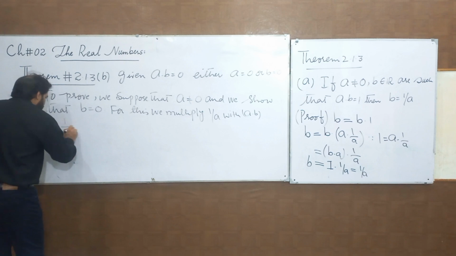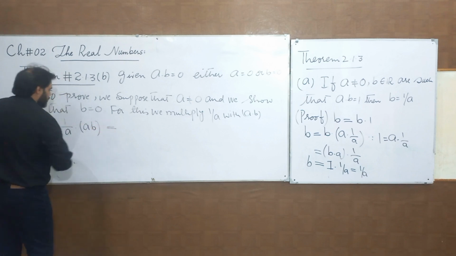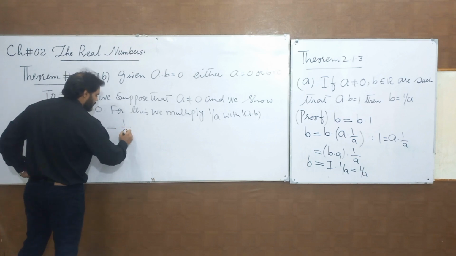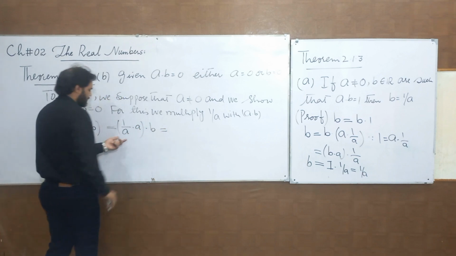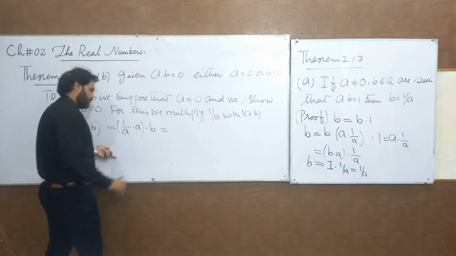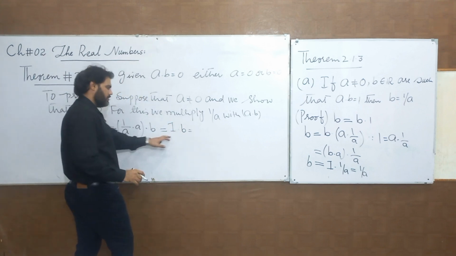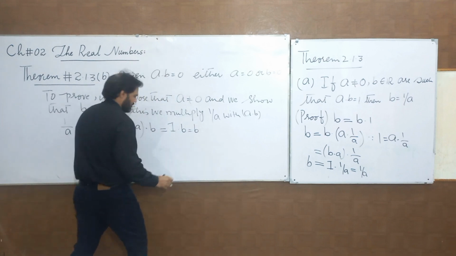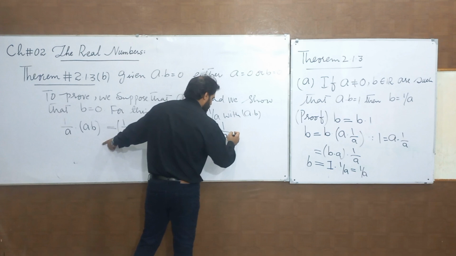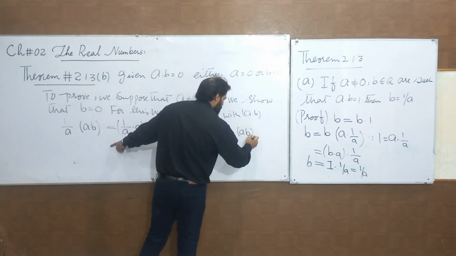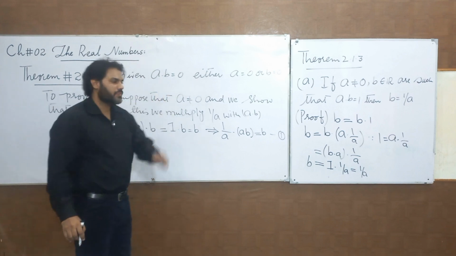So consider 1 over a into a b. By using the associative property, we can write it as 1 over a into a, into b. As these are the reciprocal of each other, this is equal to 1. 1 into b, 1 is a multiplicative identity, so this is equal to b. So this implies the product 1 over a into ab is equal to b. Say this is equation number 1.